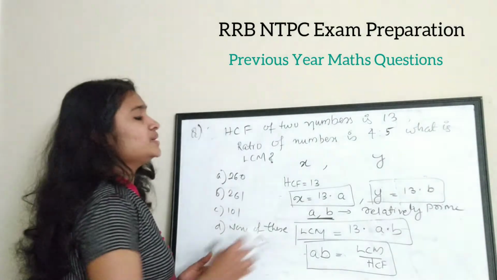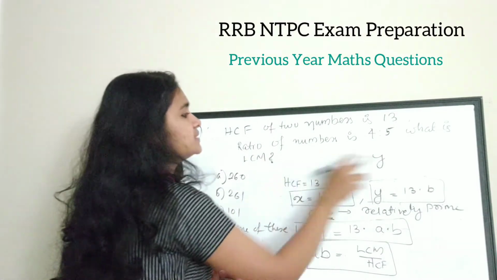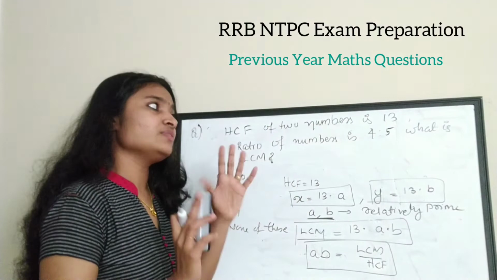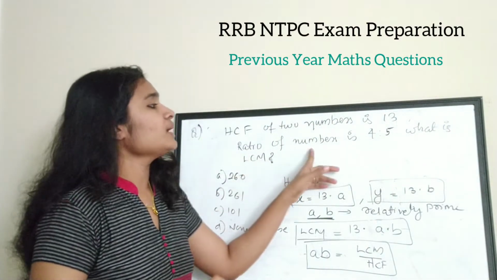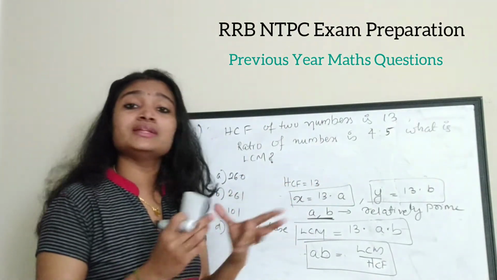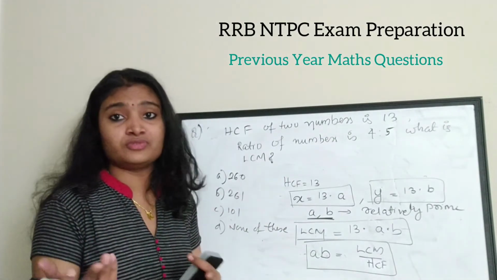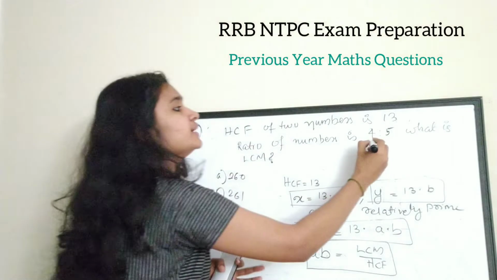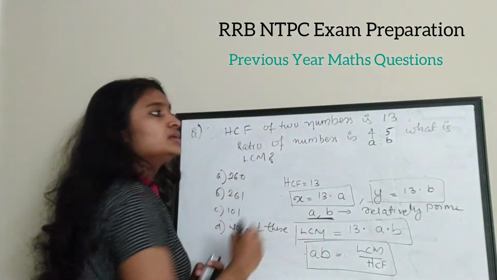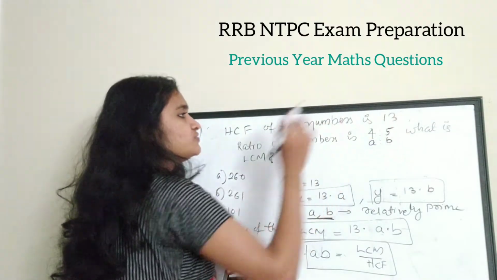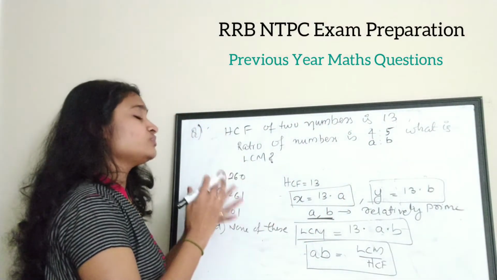So what is given in the question? In this question, they have given the HCF, right? You have the HCF now. And you are given the ratio between the two numbers. Now the ratio between the two numbers, if you are given, is nothing but A is to B, right? Okay, so A is to B is given to you. Also the HCF is given to you. Then you are being asked to find the LCM.